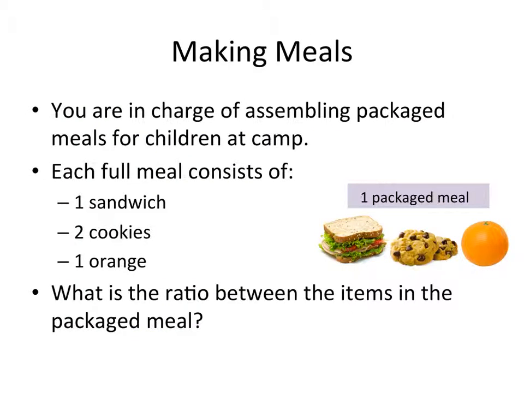So let's look at relating this to making meals. Let's say you're a camp counselor and you need to make packaged meals for the children at camp. One of these packaged meals consists of a sandwich, a set of cookies, so 2 cookies, and an orange. So what's the ratio between these items in this meal? Well, we have 1 sandwich to 2 cookies to 1 orange. So it's a 1 to 2 to 1 ratio. I need 1 sandwich for every 2 cookies, for every 1 orange to make a packaged meal.